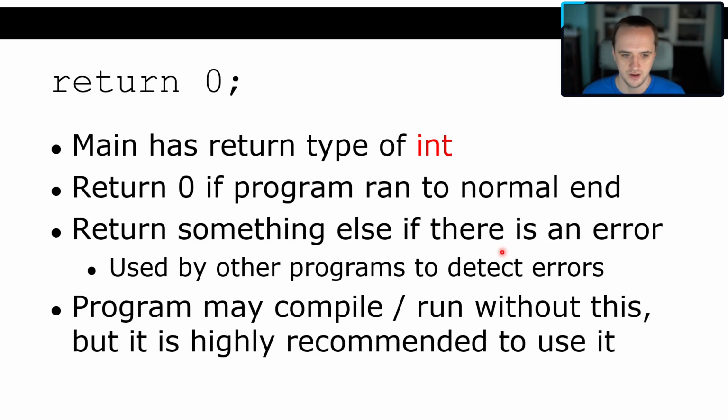The program will compile and run without return 0, but it is highly recommended that you actually use return 0, okay? Just put it in there, and if you have an error somewhere else, you can return another error code. Now, of course, everyone in my course is going to write perfect programs that will never crash or return any sort of error, so return 0 will be fine for you guys, right?